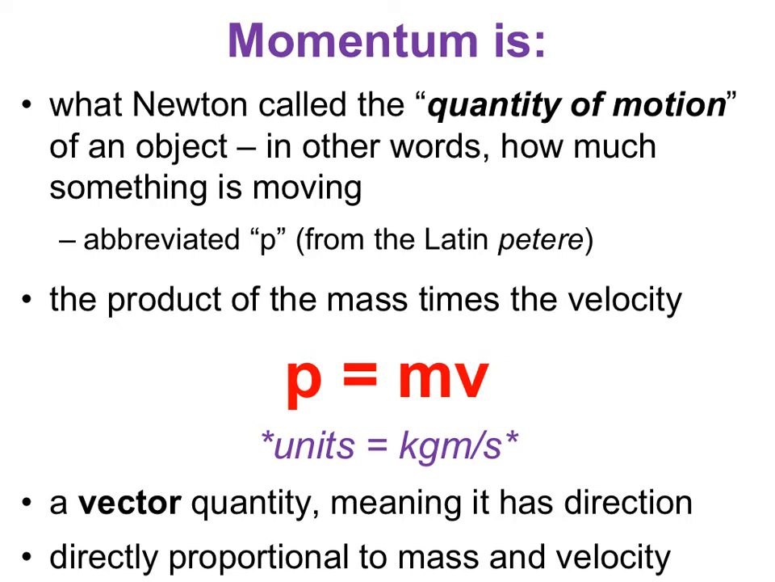Something important to keep in mind is that momentum is a vector quantity, so it has direction. This is where the direction of our velocity is going to come in very important. Is something going forward or backward, or do we consider it a positive or a negative velocity? And remember that in an equation like this, the momentum, the p, is going to be directly proportional to the mass, and it's directly proportional to the velocity. So if mass goes up, momentum goes up. If velocity goes up, momentum goes up also. If one goes down, the other goes down, and so on.